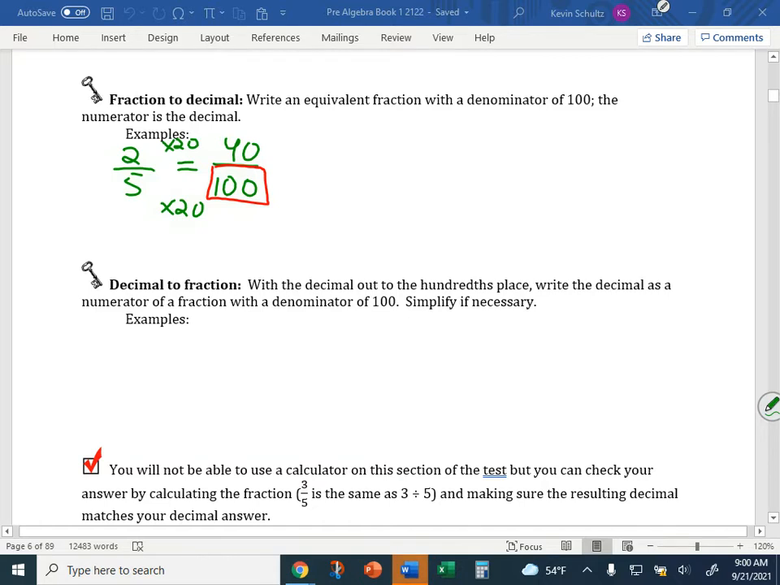Now, this isn't a decimal yet, so we're not quite done. But how do we write that as a decimal? Camille? 0.4 or 0.40. Either one is fine, right? But it's 40 hundredths as how you would read that decimal. Okay? Let's do another fraction.